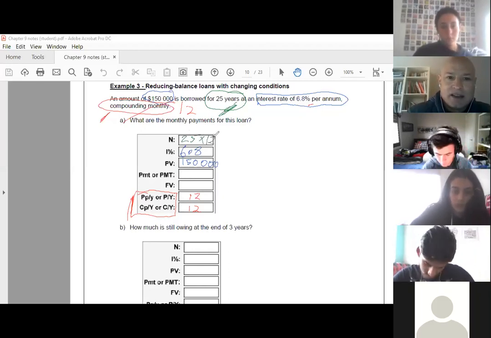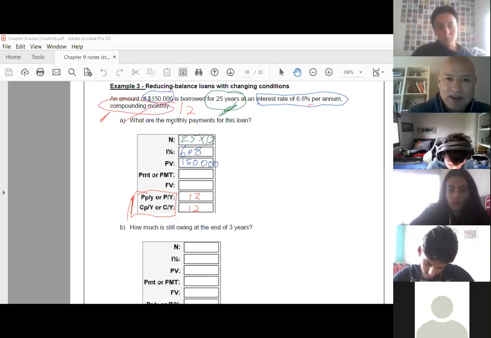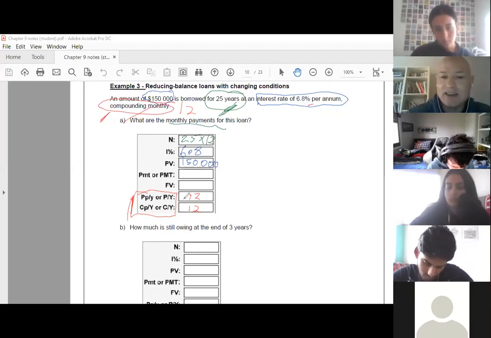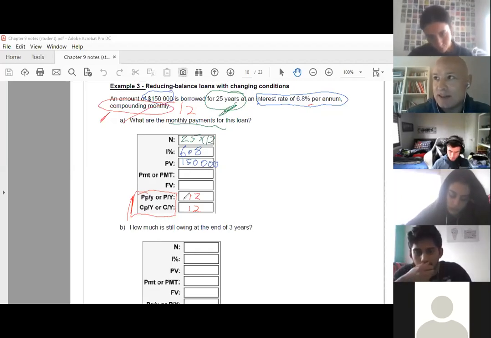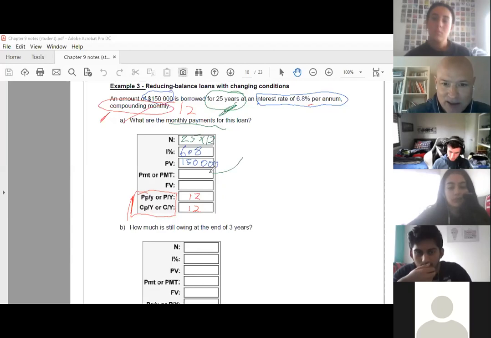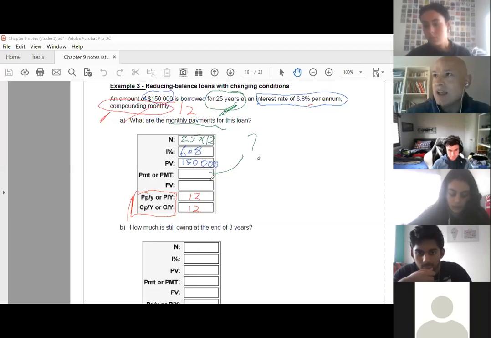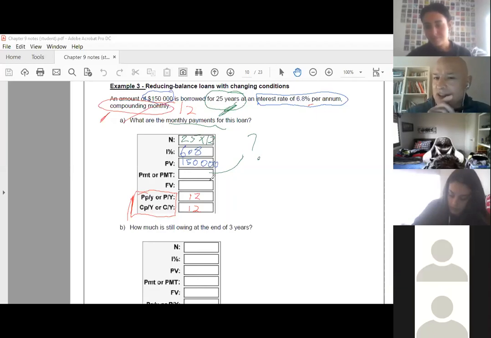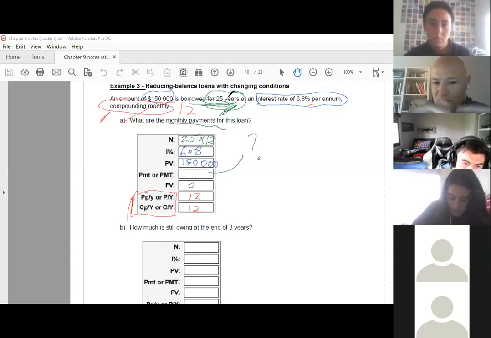Okay. Now, the question says, what are the monthly payments? Monthly payments. So which one of these do we have to find? The future value or the PMT? Ed, which one do you reckon? Okay, Ed, which one are we finding? Yes, PMT. Thank you. Ed's mic doesn't work either. We're finding the PMT, monthly payment. So the future value, Alicia, what do you reckon the future value is for this question? 0. 0, correct. 0 because after 25 years, we're borrowing for 25 years. So at the end, we want it to be 0.